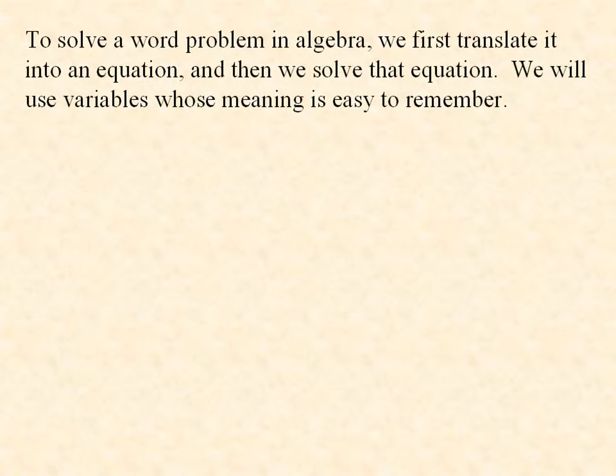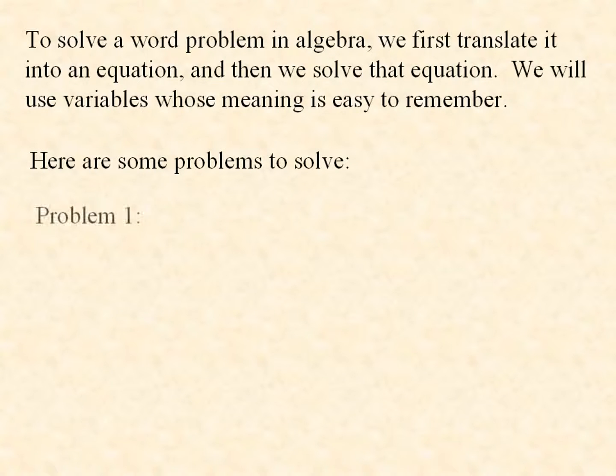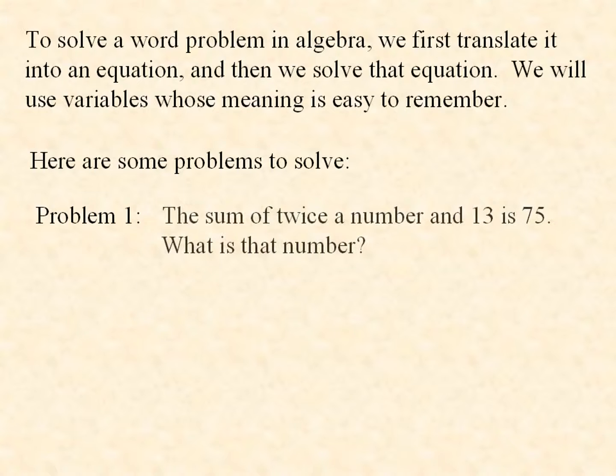To solve a word problem in algebra, we first translate it into an equation and then solve that equation. We will use variables whose meaning is easy to remember. For example, we will use n to represent an unknown number, n for number. Here are some problems to solve. Problem 1. The sum of twice a number and 13 is 75. What is that number?